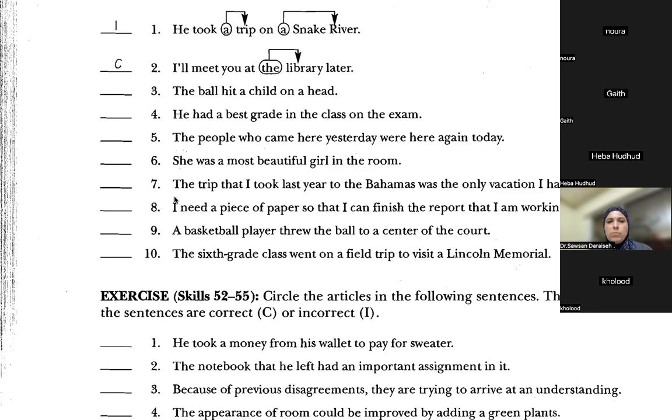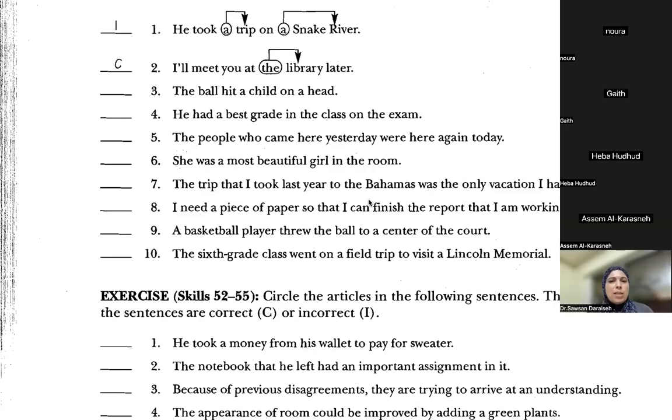It's correct. Good. The trip that I took last year to the Bahamas was the only vacation I had all year. That's fine. The trip that I took, I'm specifying it. This trip, here it is. It's specified by that I took last year to the Bahamas, because I'm not talking about any trip. The one that I took last year, to the Bahamas. And then I say something about it, which was the only vacation I had all year. So excellent. The use is correct and a good answer. Thank you so much. Go ahead.